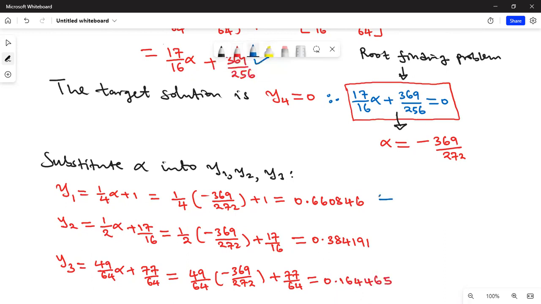So what do we mean by y1? It was the value of y when x is 0.25. y2 is the value of y when x is 0.5. And finally, y3 is the value of y when x is 0.75. And so we have found the values.